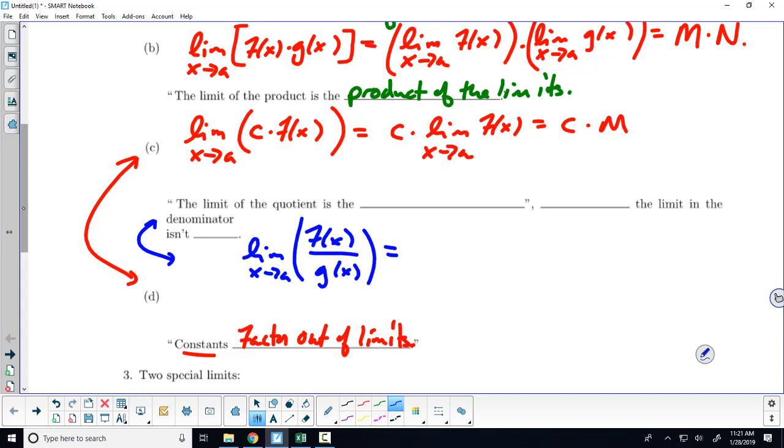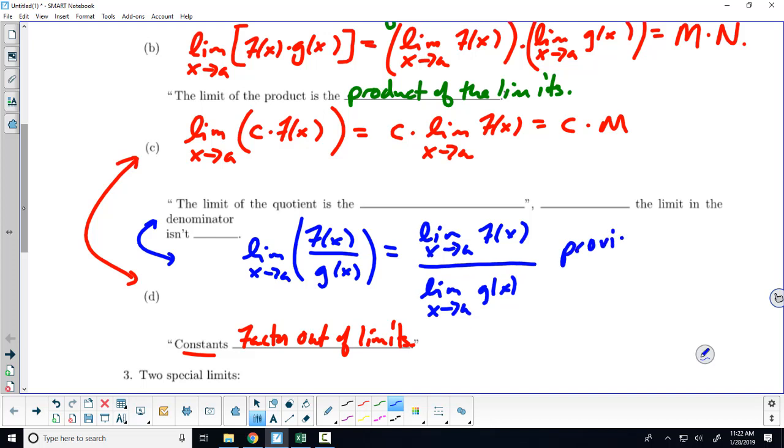I think we can distribute the limit, but there's going to be one little caveat at the end. This is equal to the limit as x approaches a of f of x divided by the limit as x approaches a of g of x, but provided the limit as x approaches a of g of x, which in this case is what I'm calling n, does not equal 0.